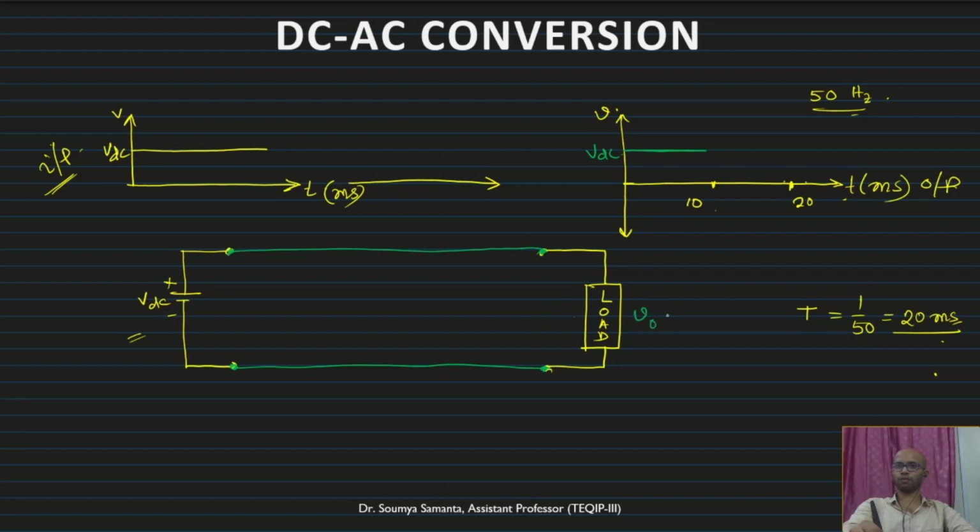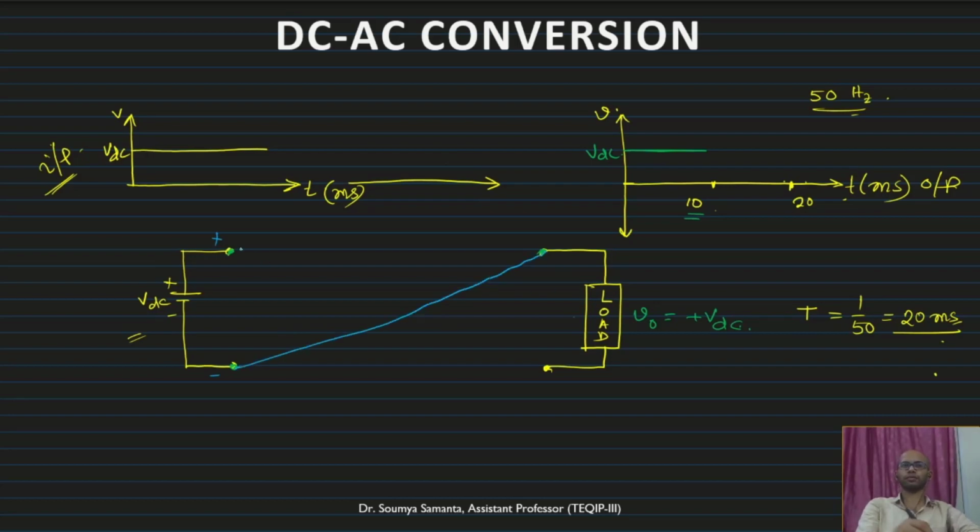Suppose this is the V output. What is the voltage output we will get? We will get VDC if we connect directly. Now after half cycle, after 10 milliseconds, if I interchange the connection, that means this is plus, this is minus. Now if I connect this one to this and this to this, if I connect this way, then what is the output we will get? We will get minus VDC.